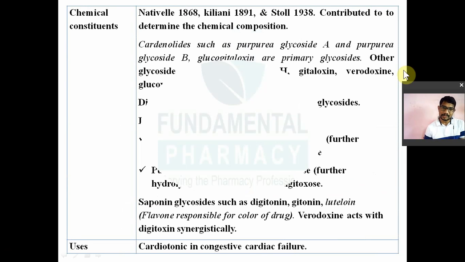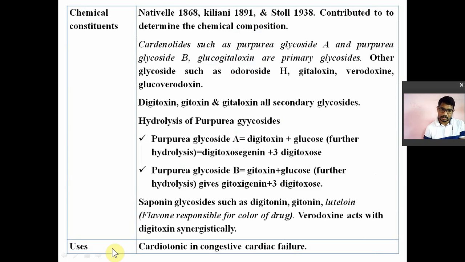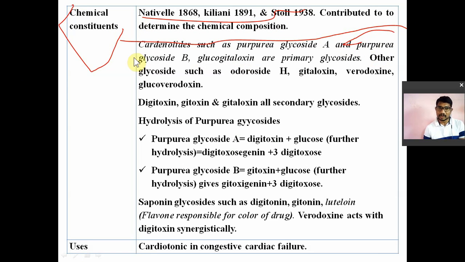Next point is chemical constituents. Again, this is a very important part. Three scientists, Nativelle, Kiliani and Stoll, have contributed a lot to determining the structures of glycosides present in Digitalis. Nativelle in 1868, Kiliani in 1891, and Stoll in 1938. Digitalis particularly has cardenolides such as purpurea glycoside A and purpurea glycoside B.